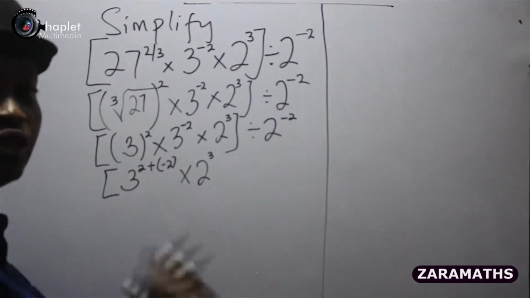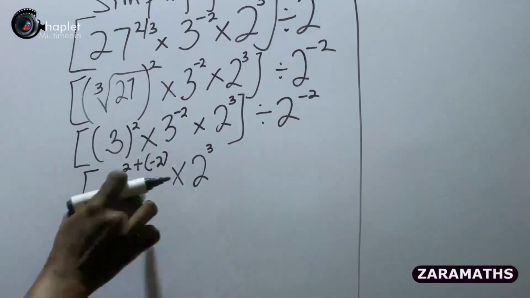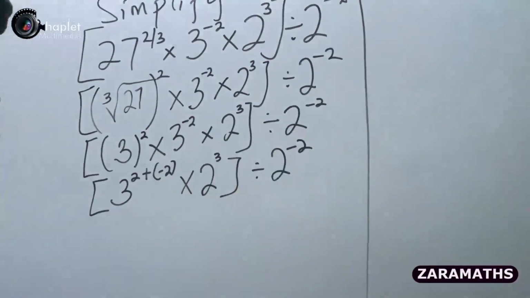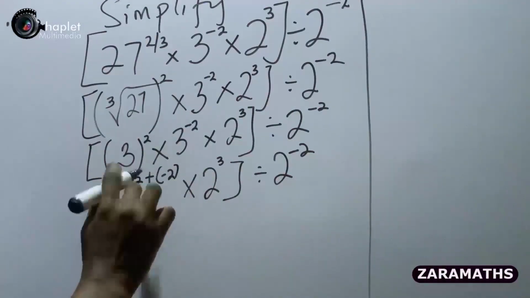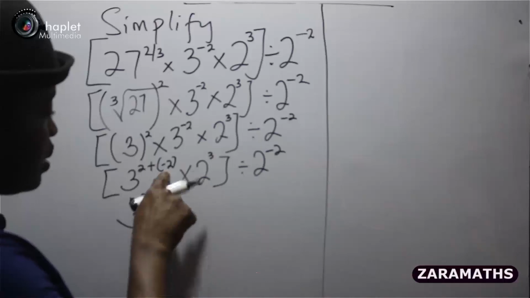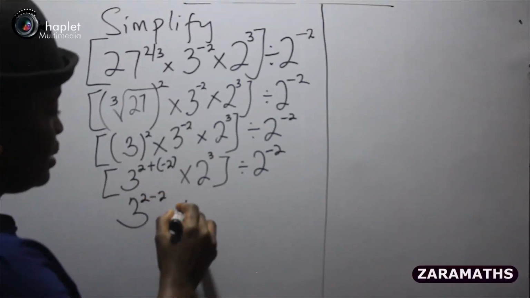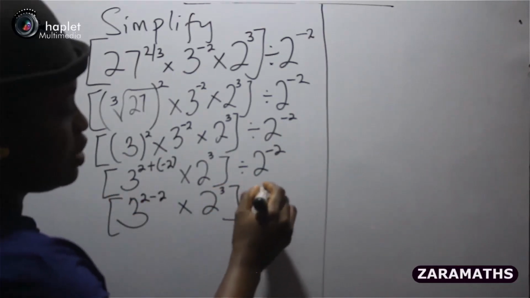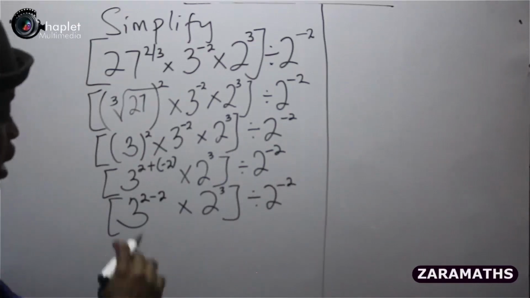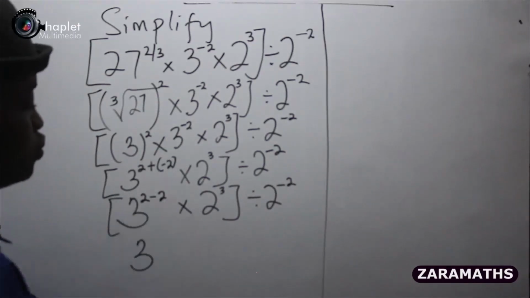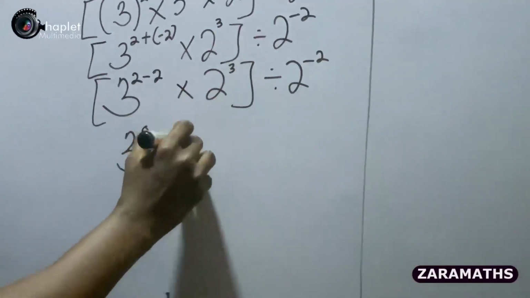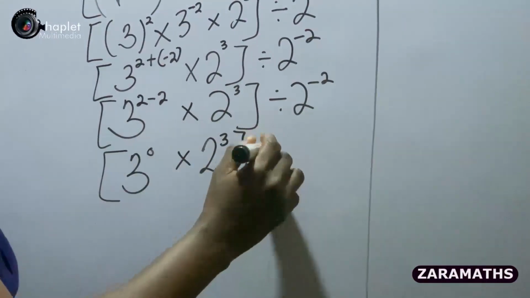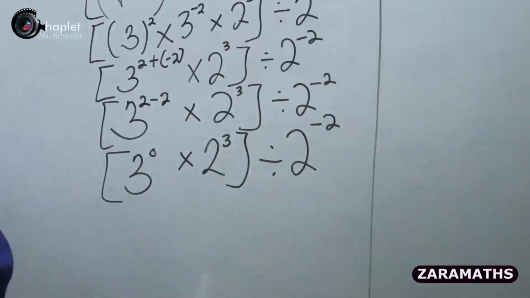Remember, 3 and 2 are not of the same base, so we will not apply any law here. So this is all divided by 2 raised to the power of minus 2. Now 3, 2 plus minus is minus 2, times 2 raised to the power of 3, everything in brackets, divided by 2 raised to the power of minus 2. 3 raised to the power of 2 minus 2 is 0, times 2 raised to the power of 3, everything divided by 2 raised to the power of minus 2.